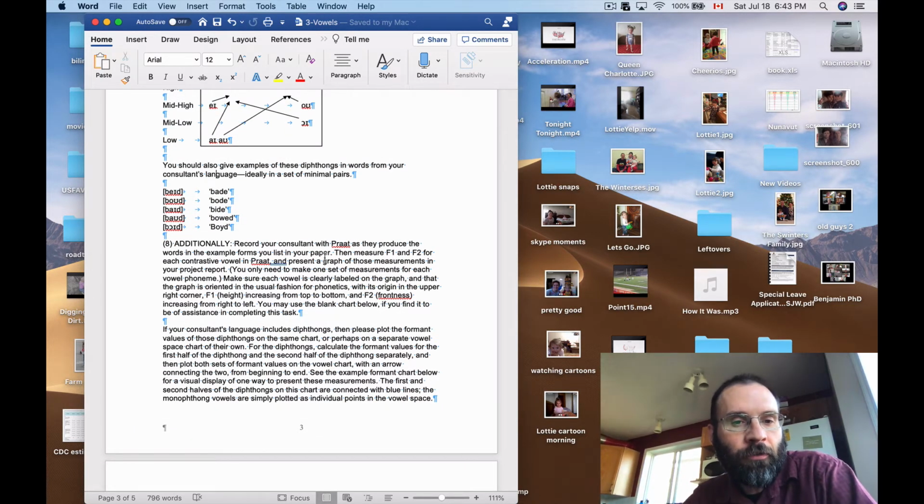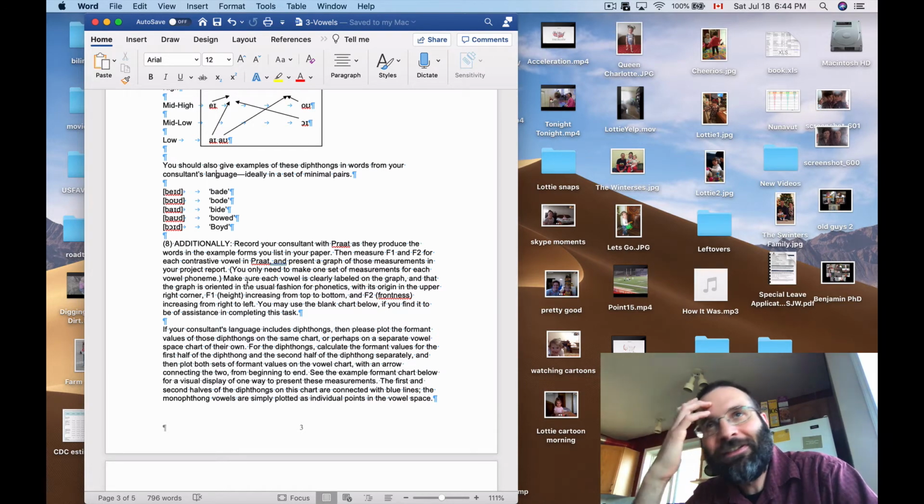So record your consultant with Praat as they produce the words in the example forms you list in your paper. Then measure F1 and F2 for each contrastive vowel in Praat and present a graph of those measurements in your project report. You only need to make one set of measurements for each vowel phoneme.